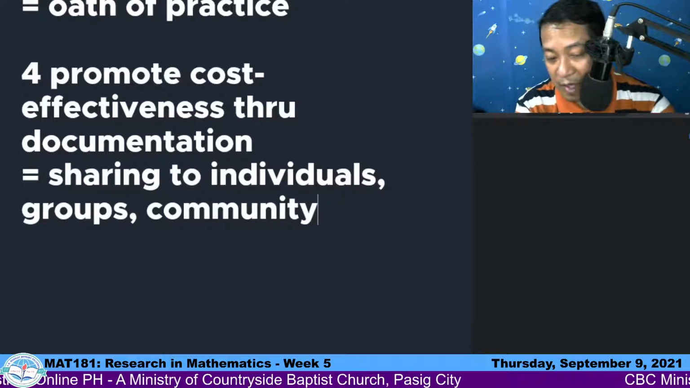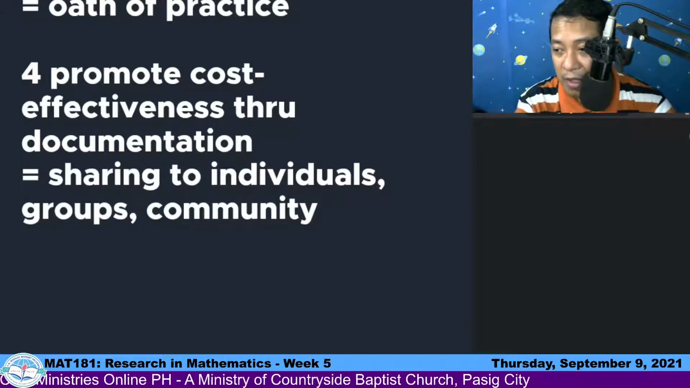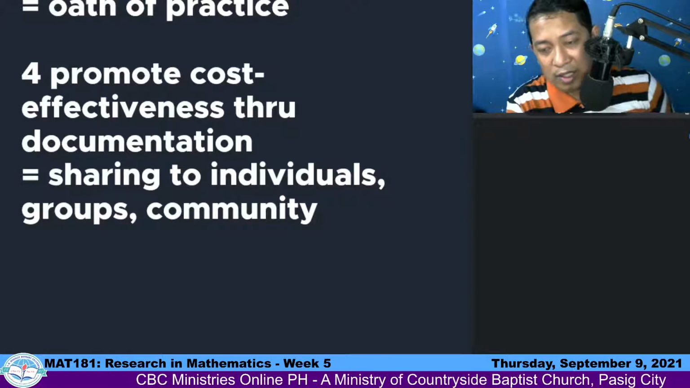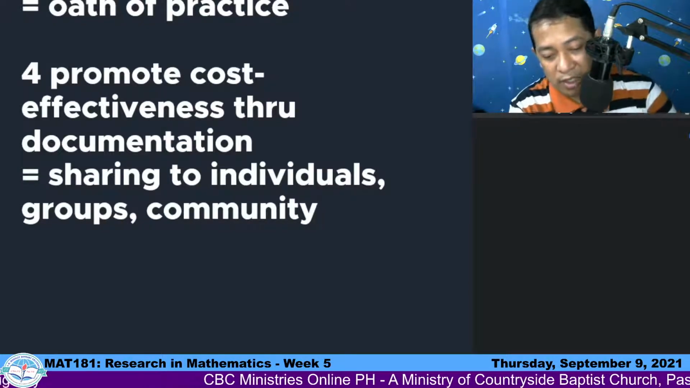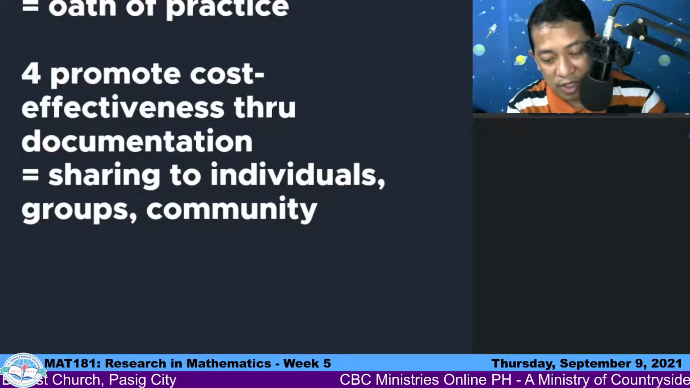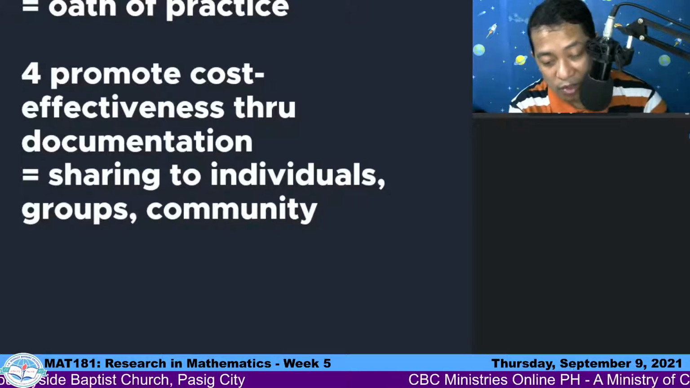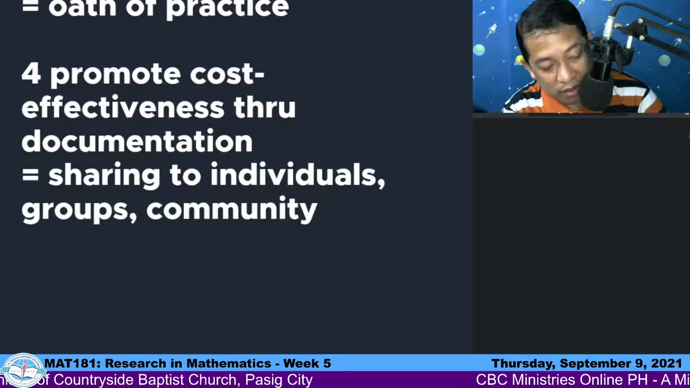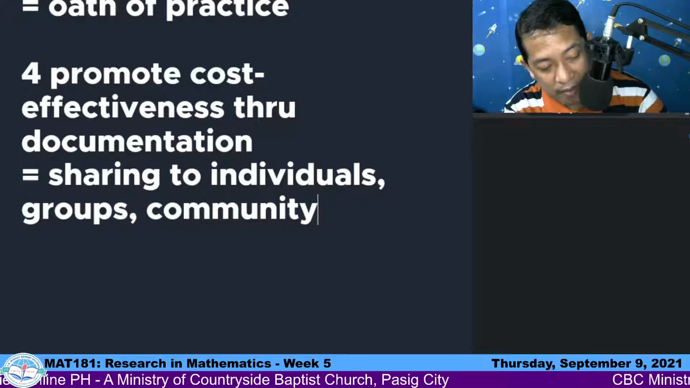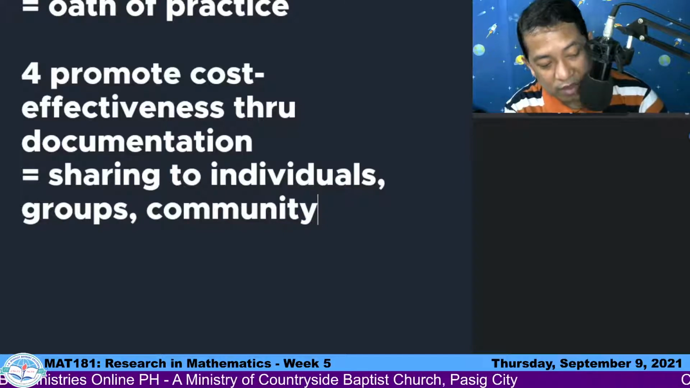So if not made public, no, yung mga research natin, kahit yung mga mini research nyo, it's useless. If it's not shared to individuals, communities, or the concerned community. Sharing the result to others whom it may benefit makes the research cost effective.